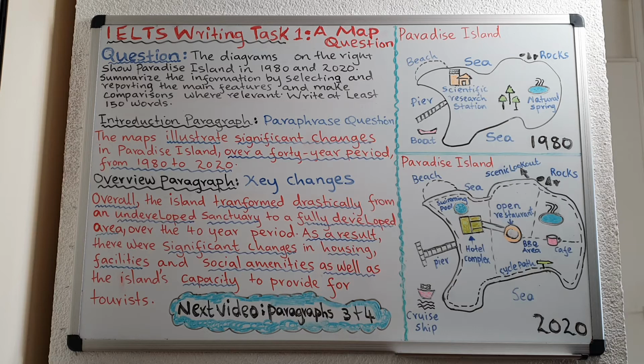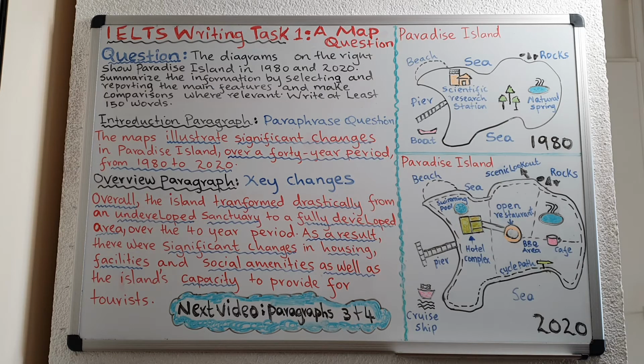Now, let's begin by looking at the question together. The first thing that you should do when you receive your task 1 is to read the question. Remember, you're supposed to spend 20 minutes on task 1 because you've also got task 2 and you should spend 40 minutes on task 2, because you get a total of 60 minutes, which is 1 hour to write your task 1 and your task 2. So the first thing you have to do is read the question and make sure that you understand it.